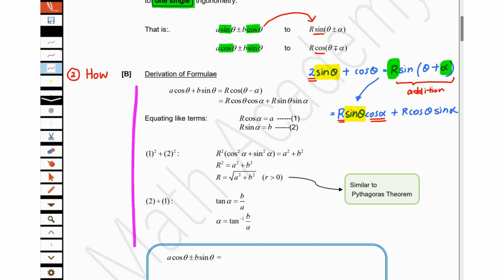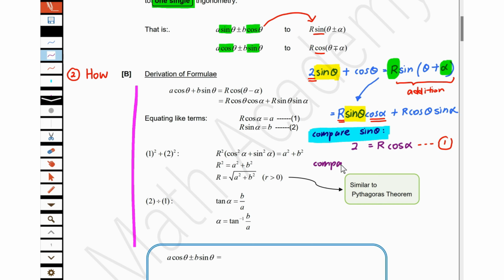So what you shall see is, I'll write down properly. If I compare the coefficient of sine theta, I'm going to get 2 equals r cos alpha. I'm going to label this as equation number 1. This is upon comparison of sine theta, okay? Now let's do one more time.